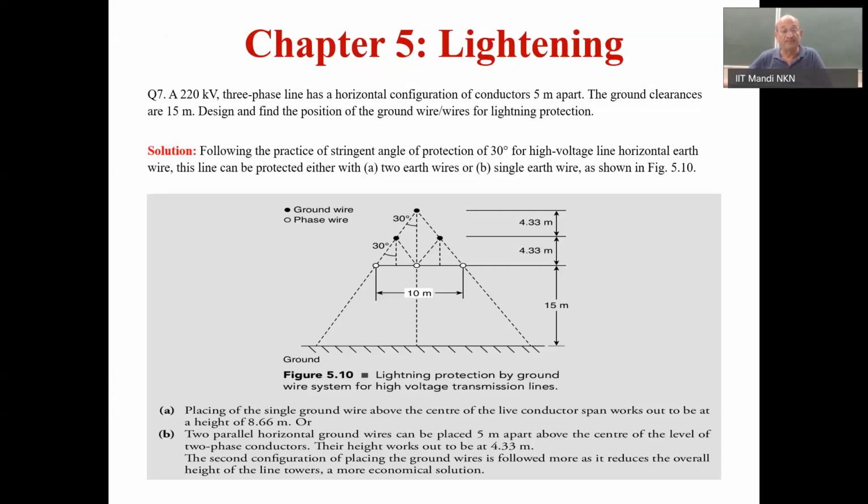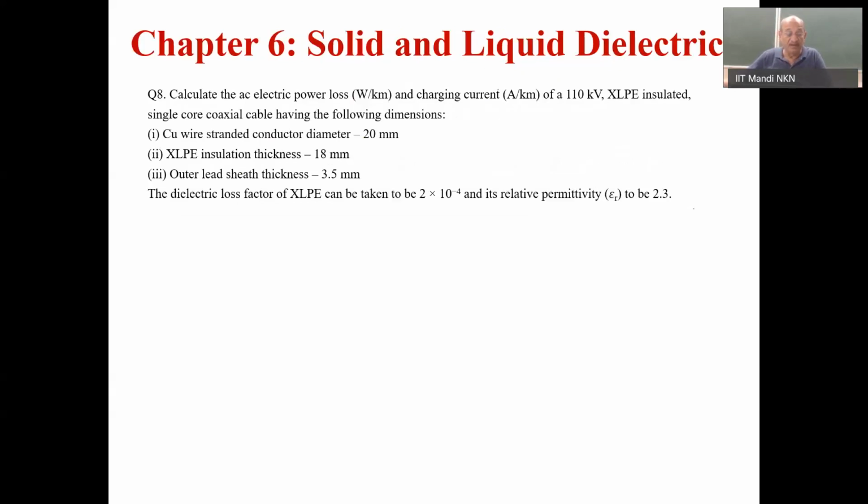But as I told you, lightning is so unpredictable. In spite of the protection provided, it does sometimes strike upon the live conductors, and that is how lightning overvoltages in the form of traveling waves are produced. So we will go to the next problem.